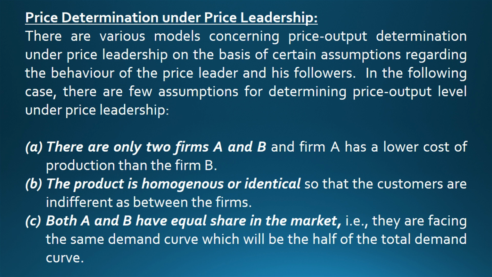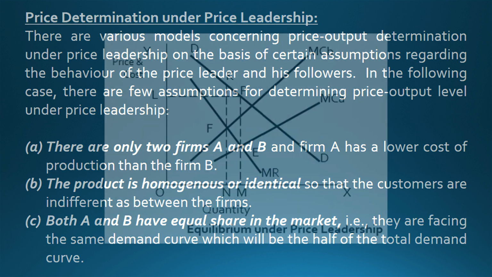There are various models concerning price-output determination under price leadership, on the basis of certain assumptions regarding the behavior of the price leader and his followers. In the following case, there are a few assumptions for determining price-output level under price leadership. A. There are only two firms, A and B, and firm A has a lower cost of production than firm B. B. The product is homogeneous or identical, so that the customers are indifferent as between the firms. C. Both A and B have an equal share in the market, that is, they are facing the same demand curve which will be half of the total demand curve.